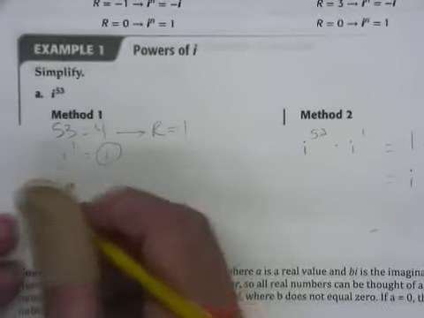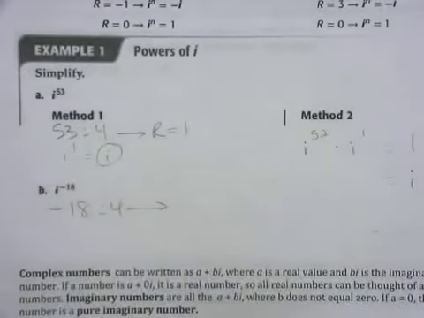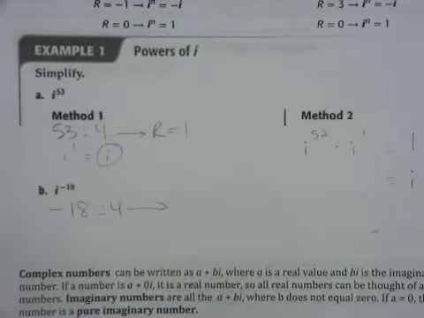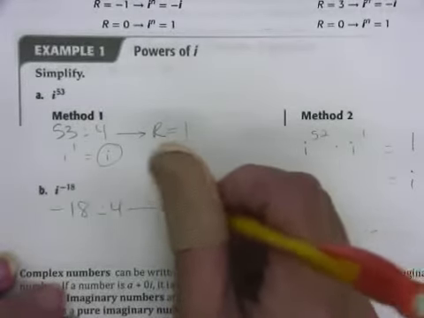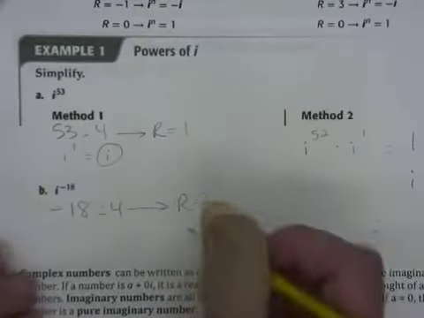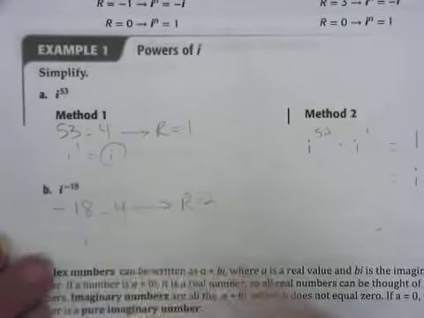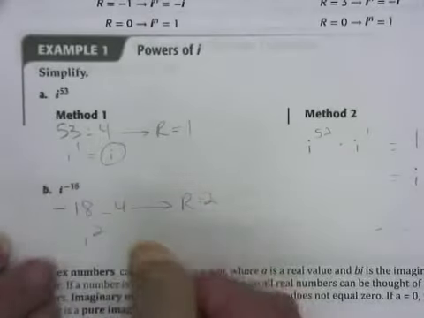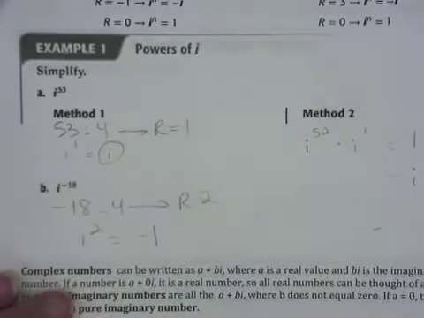So we can take -18 and divide it by 4, and all we're interested in is the remainder. The remainder would be 2. And since the remainder is 2, I'd be taking i to the second power, which is -1.